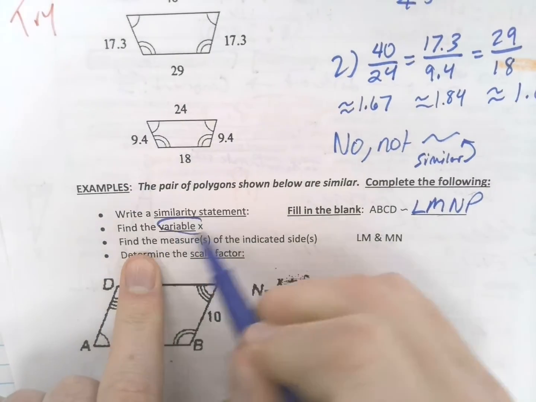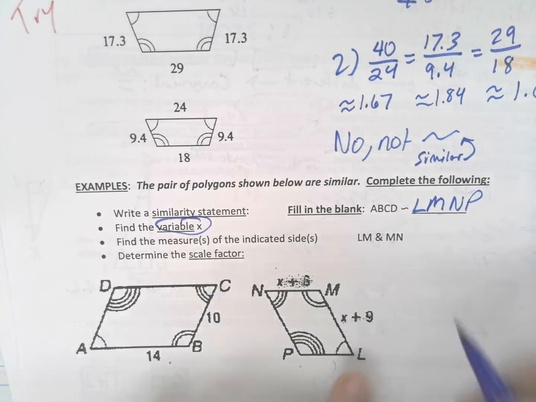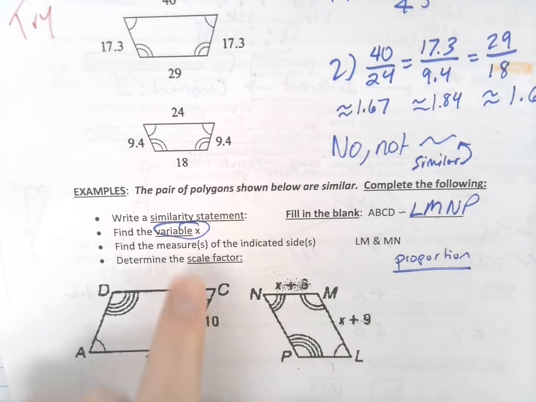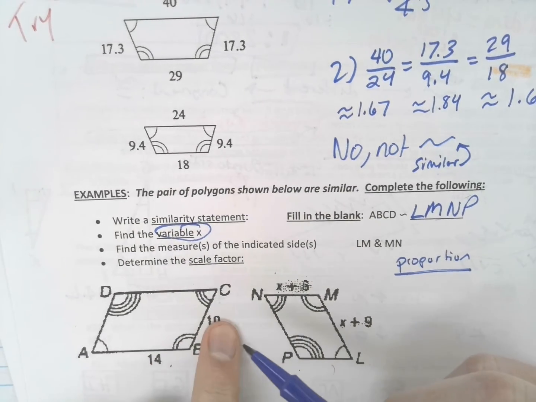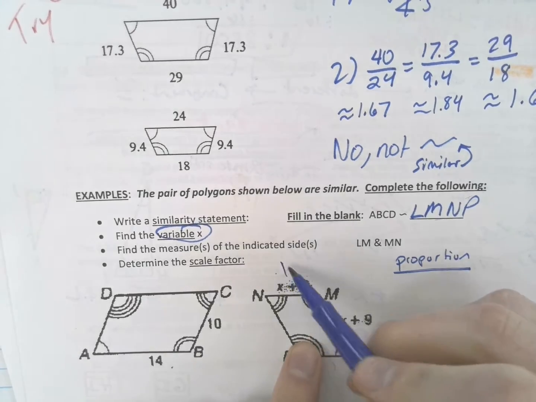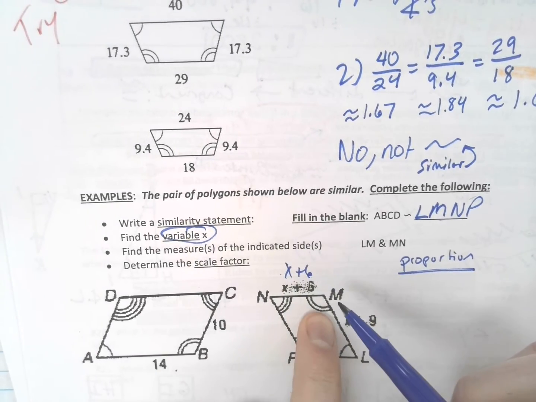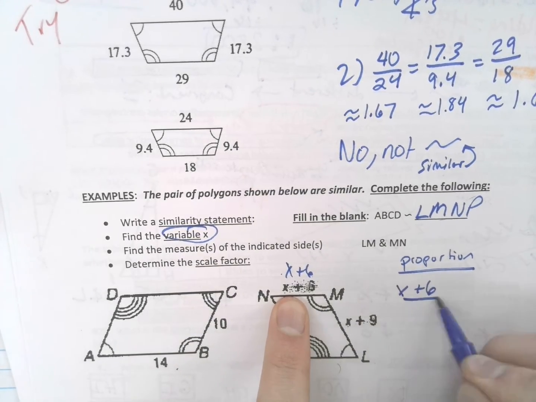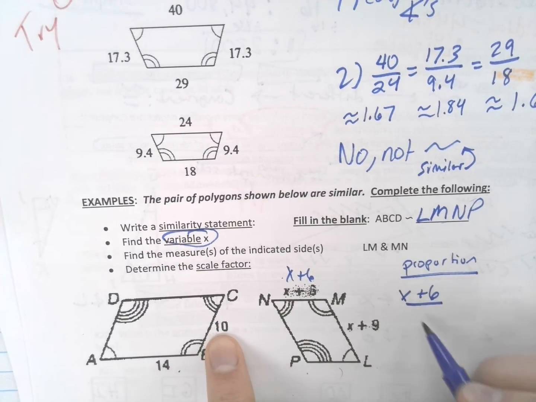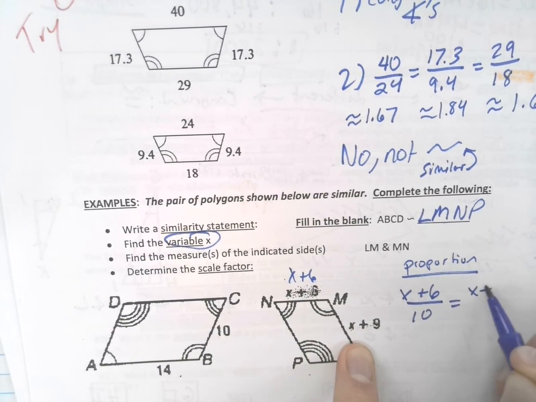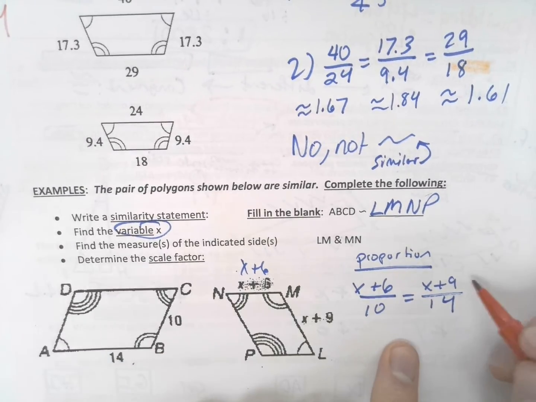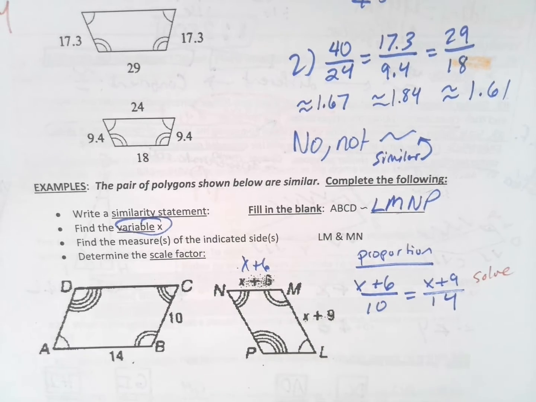Now, we got to find the variable x. And here is where we're going to bring in a proportion. So if we're going to solve for x, and we know that 14 and 10 line up with x plus 6 and x plus 9, by the way, that's x plus 6 if you can't read it, then we know that's between 2 and 3. So we've got x plus 6 over, between 2 and 3, that'd be 10, equals x plus 9, which is between 1 and 2. Between 1 and 2 is 14. Now I'm going to let you guys solve this out for me, please.